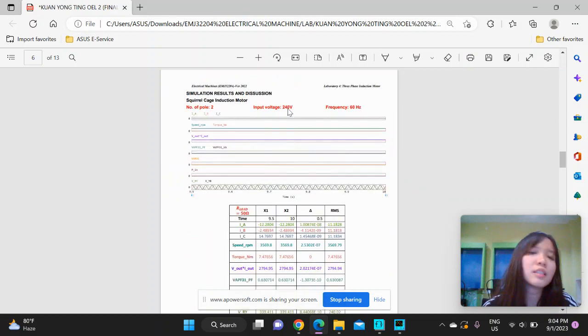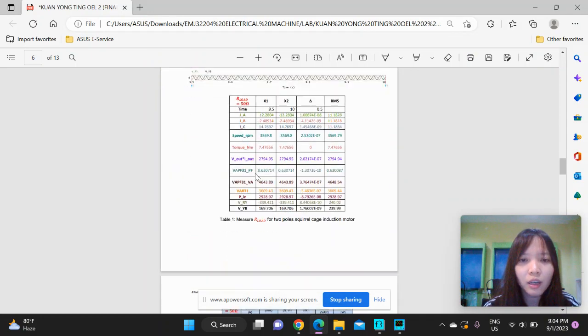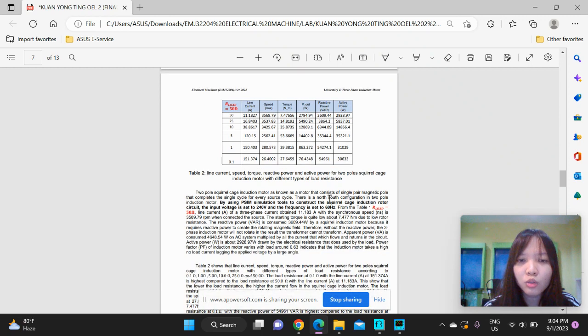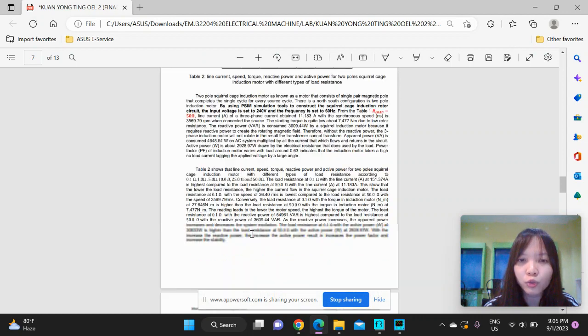Okay, this one is my simulation result and the discussion following. In this table, I did it from 0.1 until 50 for the resistor load. You can see the difference. This one is the two pole: the line current, speed, torque, reactive power, and active power for the two-pole squirrel cage induction motor with different values of load resistance.